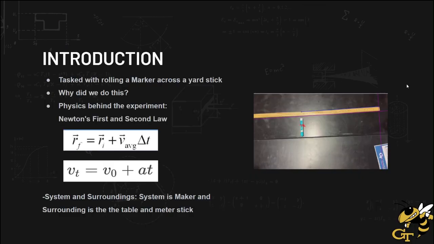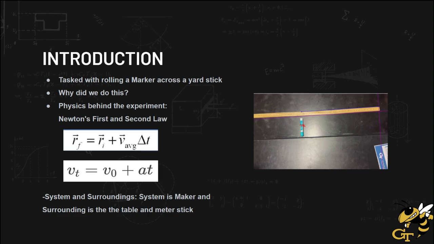All right, so an introduction to the experiment. We were tasked with rolling a marker across a yardstick, and the purpose was to observe an object, which in this case was the marker, going at a constant velocity. We did this so we can compare the motion observed from the marker with a computational model, which will be through GlowScript.